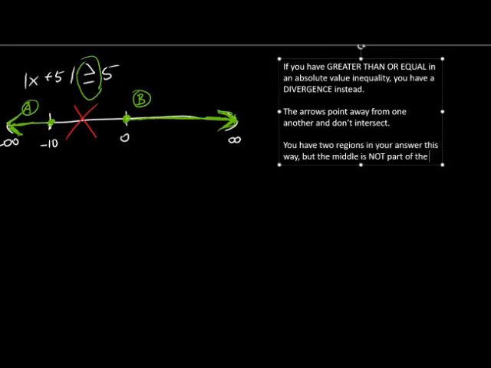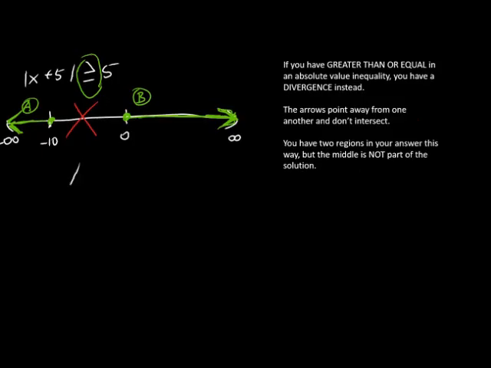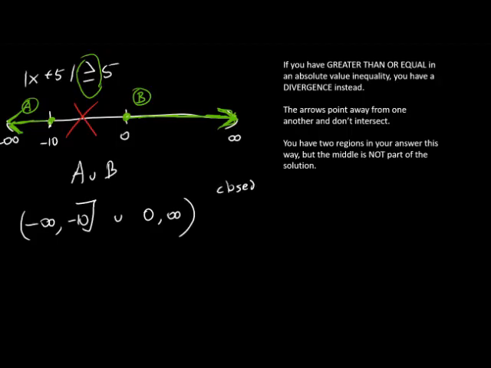When we write A union B, we will have negative infinity to negative 10 union 0 to infinity. Region A going from negative infinity to negative 10, and region B going from 0 to infinity. The infinities will have parentheses, and since these are closed dots, we will use square brackets on the 0 and the negative 10. This would be our solution set for greater than or equal to 5.